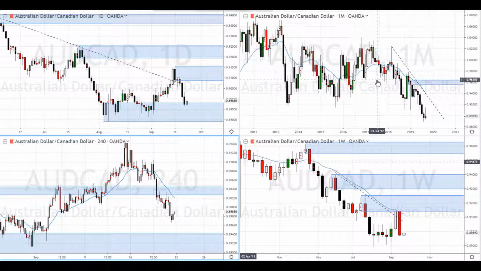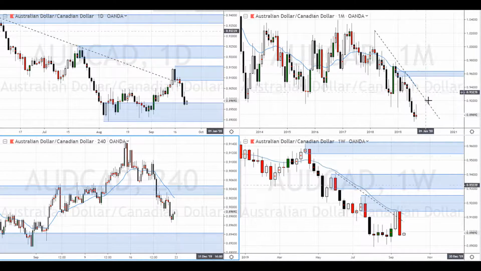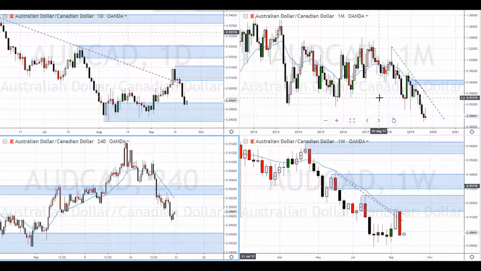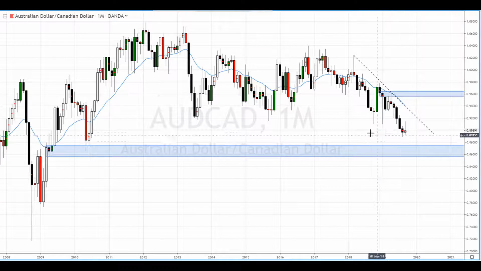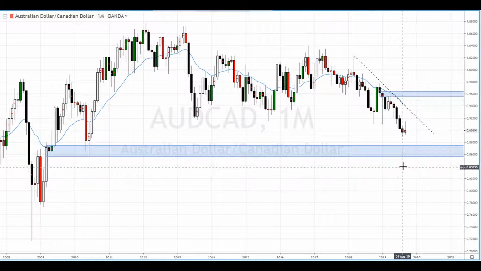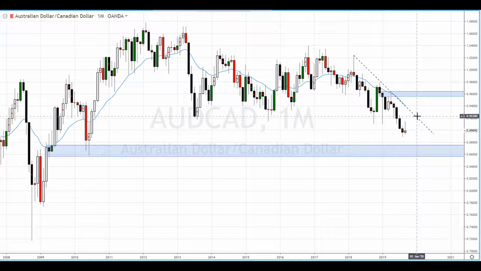Alright, on the monthly we have a clear downtrend, like we've been saying for the last 2 months. The next level of supply and demand is down here, but it's been tested, so it's not fresh anymore and it's not original. So if it gets down here, price could break through it, but it's going to take a few months to get there. Let's see if there are any other levels of supply and demand.